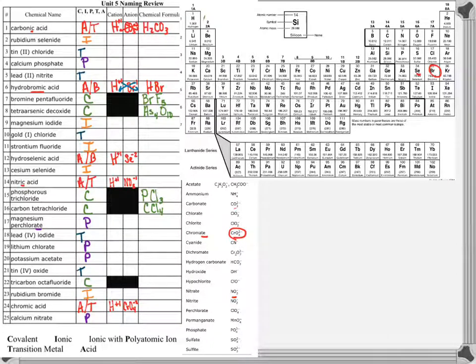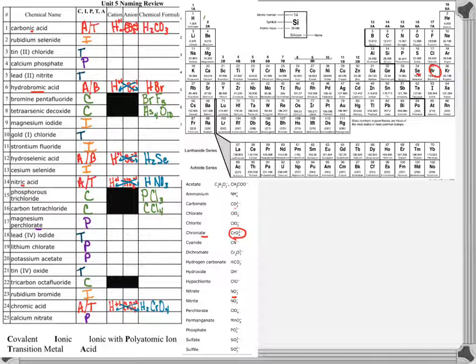So again, I'm going to do the crisscross. So it's H2Se. Crisscross. I have HNO3. Okay, crisscross. I have H2CrO4 because I only have one chromate polyatomic ion.